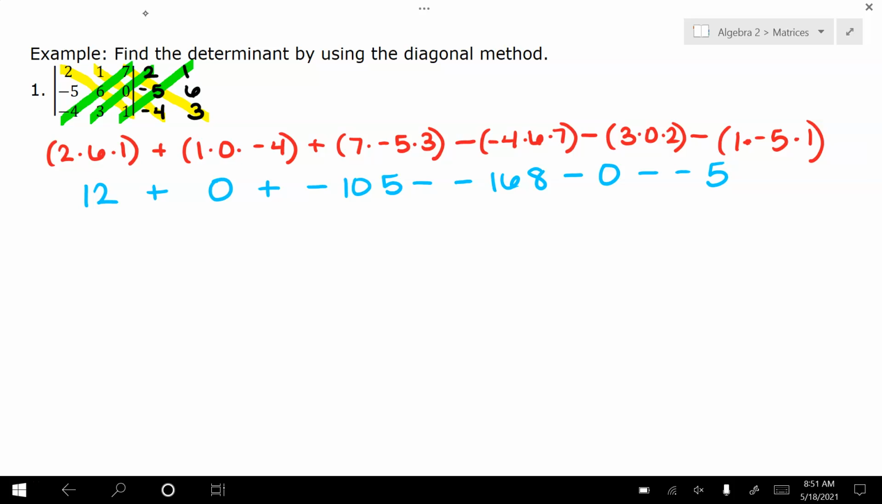I would watch your signs here because we've got some negatives, and some double negatives happening. So I'm going to simplify this a little bit. I've got 12 plus 0, which is just 12. I'm going to rewrite this so it says minus 105 plus 168. That minus 0 is not going to do anything, but I do have a double negative in front of the 5, so that makes it plus 5. At this point, you can just go ahead and subtract and add: 12 minus 105 plus 168 plus 5. You should end up with 80 as the final answer.